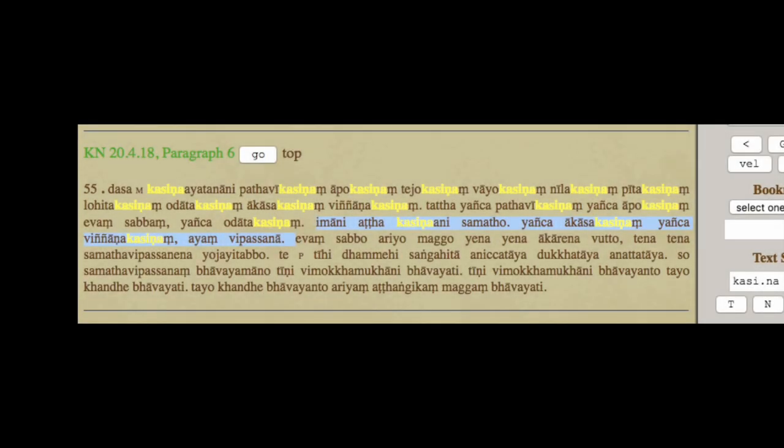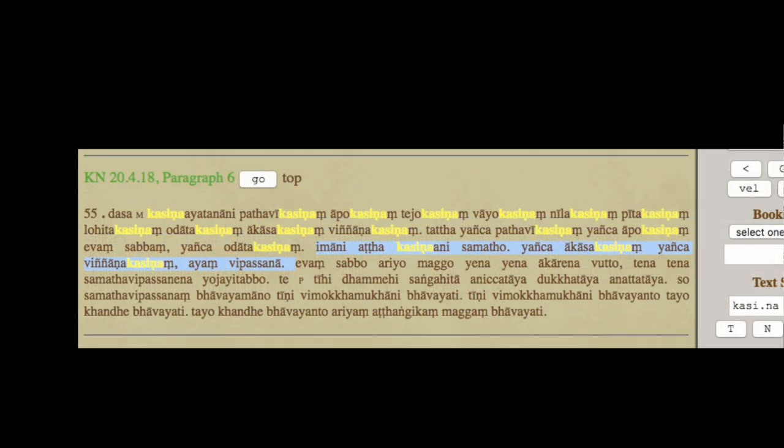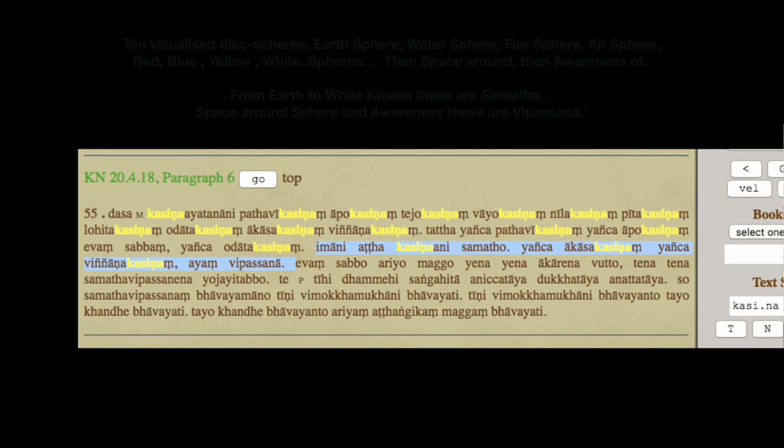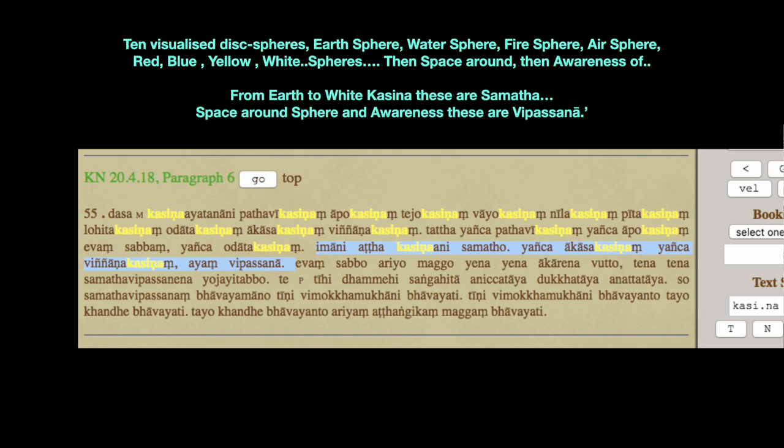Let's look at this one just briefly, for those who wish to look a bit deeper. This phrase here, the blue that I've highlighted, is of particular importance with our practice here, because we'll be transferring from samatha into vipassana practice. The meaning of those highlighted words: ten, dasa, visualized disc spheres, dasa kasina ayatanani: earth sphere, water sphere, fire sphere, air sphere, red, blue, yellow, white spheres, then space around, and then awareness of.